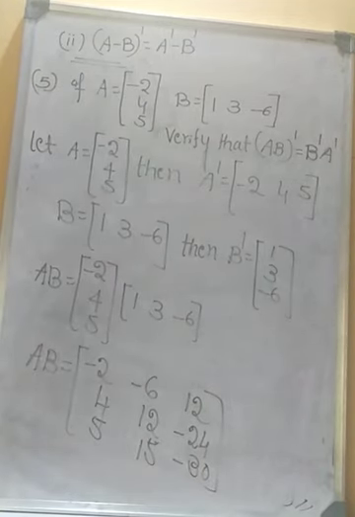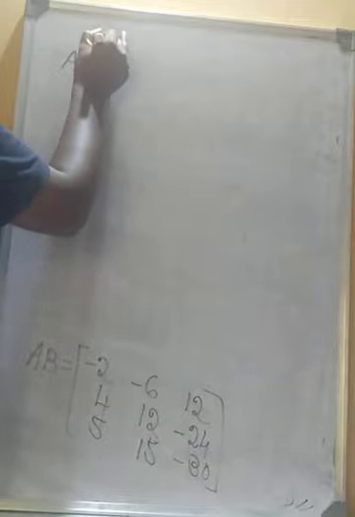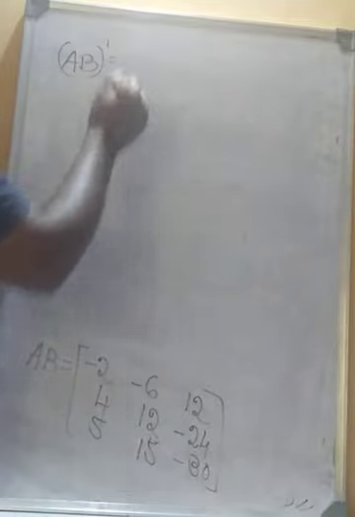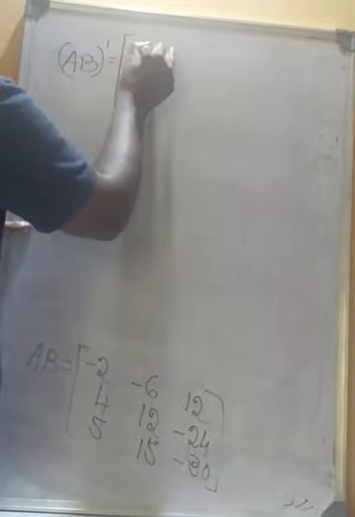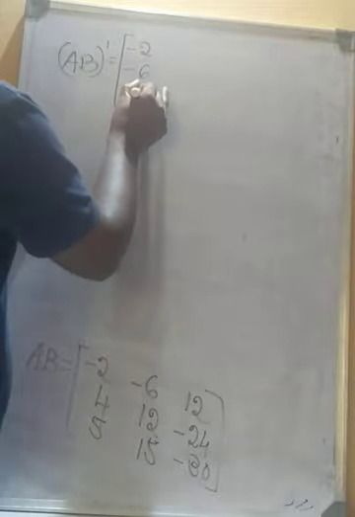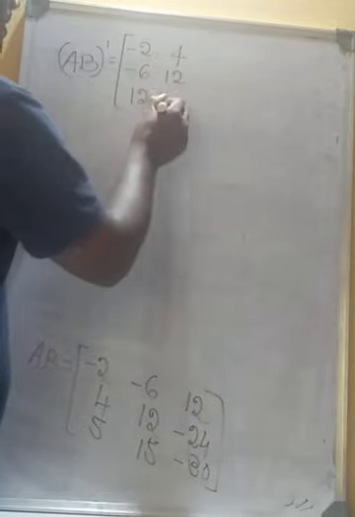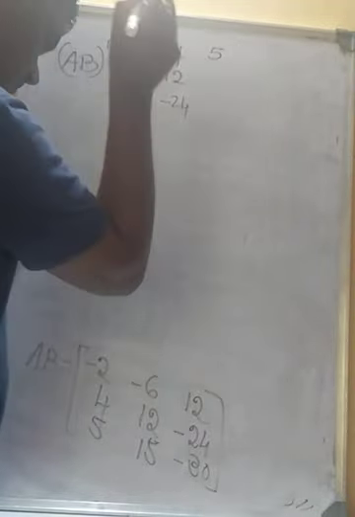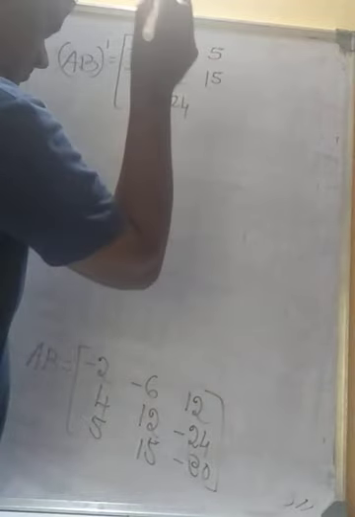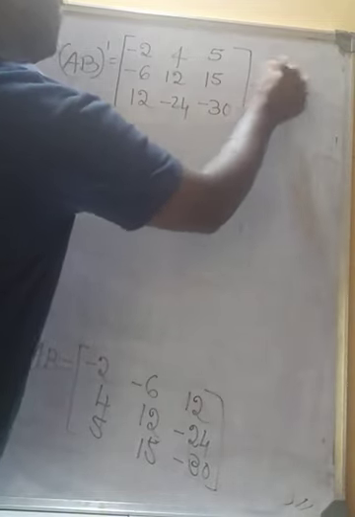So AB. The next, write (AB)'. Then (AB)' is equal to AB with first row elements written in the first column: -2, -6, 12. Second row, written in the second column: 4, 12, -24. Third row elements, written in the third column: 5, 15, -30. So call it equation number 1.